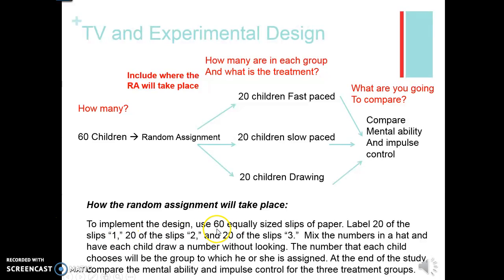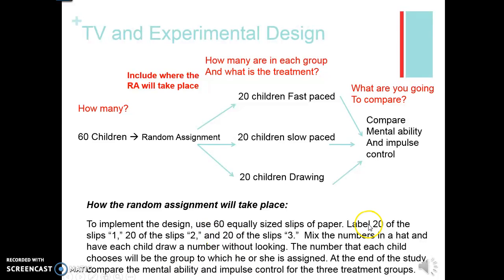So here we use 60 equally sized slips of paper, label 20 of the slips 1, 20 of the slips 2, 20 of the slips 3. Notice, mix it up. Have each child draw a number without looking. All right, the number that each child chooses will be the group that he or she is assigned. At the end of the study, compare the mental ability and impulse control for the 3 treatment groups.